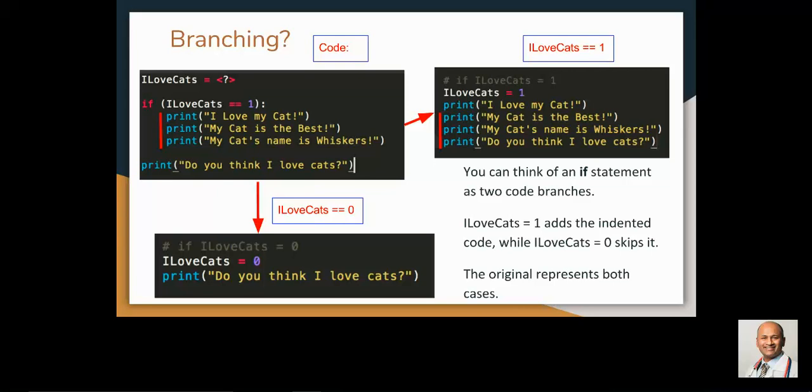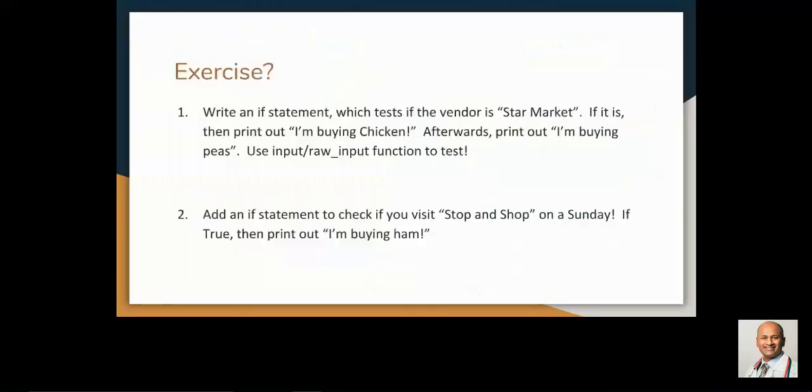But yeah, we'll get into else real quick. Actually, maybe we'll do a really quick exercise first. Let's make a simple raw input that tests the vendor. Can you do a variable that tests, did you go to Star Market or not? Then based on that, write an if statement that says if you went to Star Market, I'm buying chicken. And then right underneath it say I'm buying peas. And we'll just do one example.